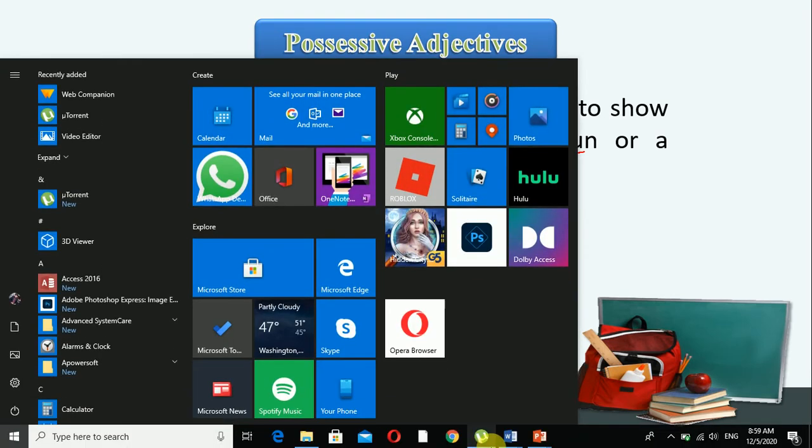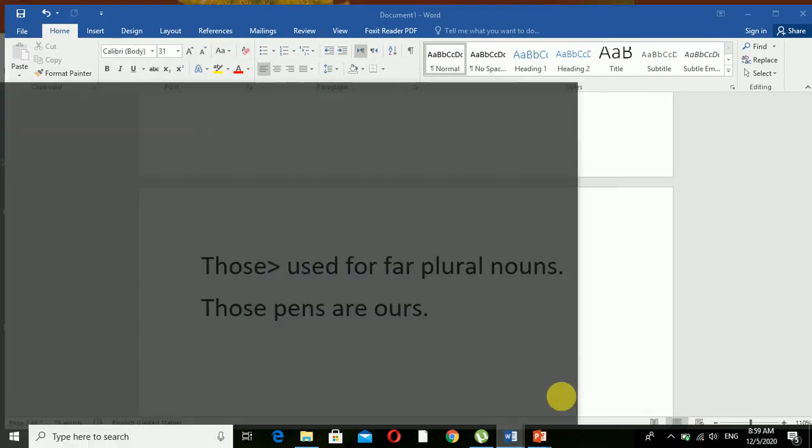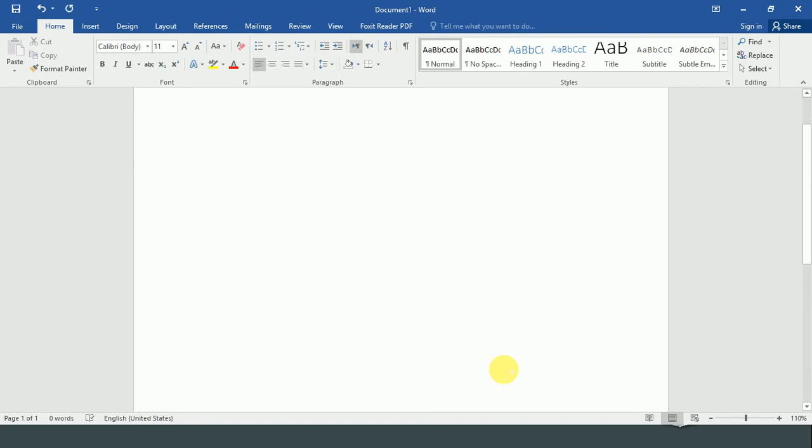Now let's come to examples of possessive adjectives. So we have subject pronouns on one side, and on the other side we have possessive adjectives, right? I would make this easier for you. Subject pronouns, right? We have 7 subject pronouns in number.